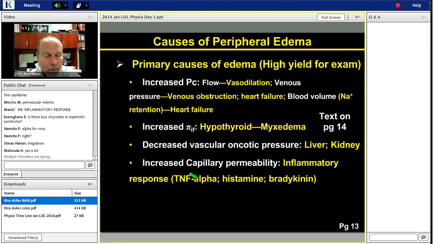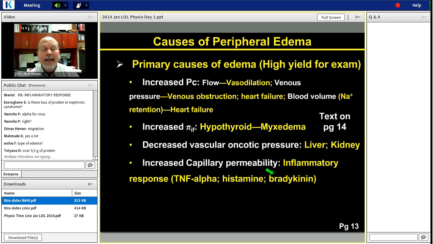All right. So again, for step 1, TNF alpha, that's a big one. It's one of our cytokines. Histamine and bradykinin, all of those increase capillary permeability and will tend to cause edema. And this will be a non-pitting edema usually.